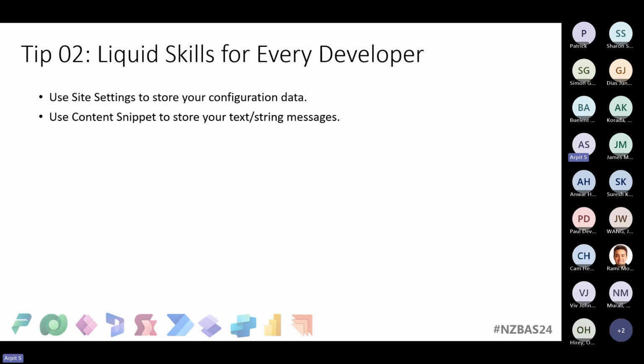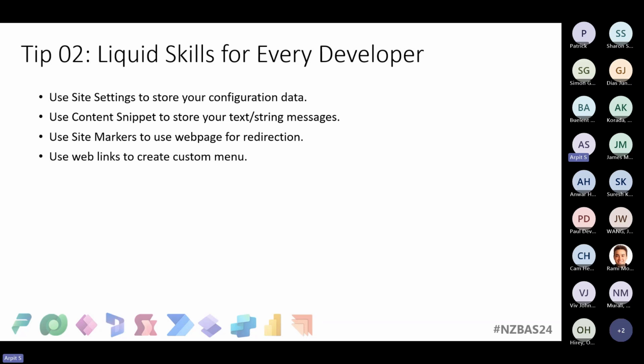You can store your text and string messages in the content snippet, and you can directly refer to those content snippets in your Liquid code. You can store your web page redirection logic in your site markers, and you can refer to site markers in your Liquid code. Web links: if you have to design a custom menu bar or navigation link, you can use the web links to create all those menu options, and you can then retrieve that in the Liquid code.